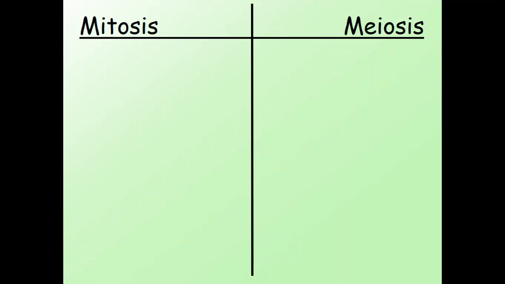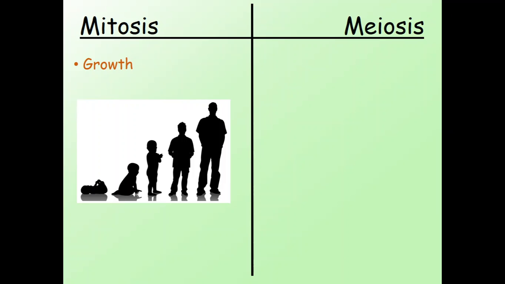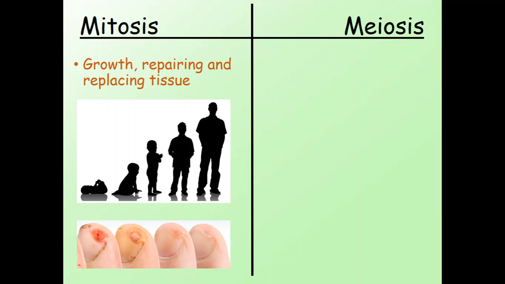One process that needs mitosis to happen is growth. Another one that is quite important is repairing and replacing tissue. So if you look at the picture of the fingers, you see that if you have a wound somewhere and it is healing, for the healing process to happen, the cells have to carry out mitosis.